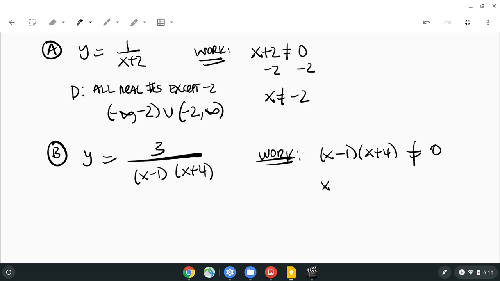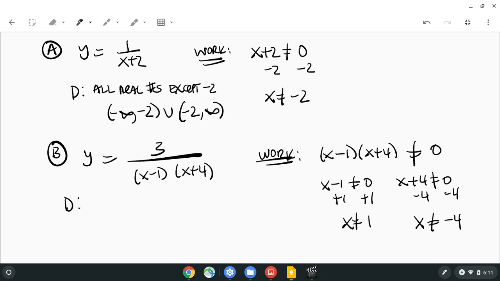You take each one of these, x minus 1 and x plus 4, and you solve it. Add 1 on both sides: x cannot equal 1. And over here, subtract 4 on both sides: x cannot equal -4. So that's your domain. Your domain is all real numbers except for those two, all real numbers except for 1 and -4.